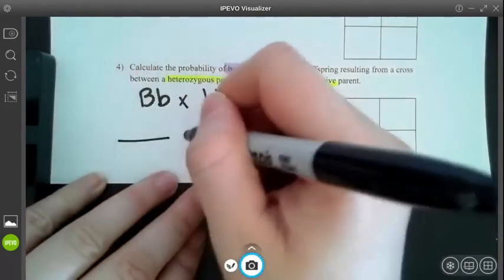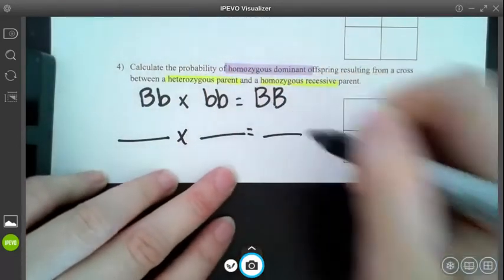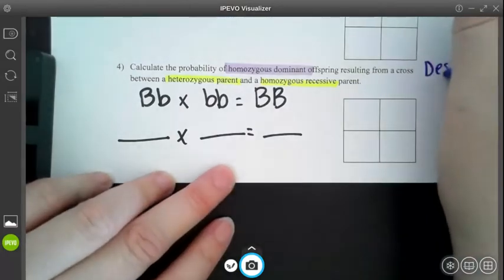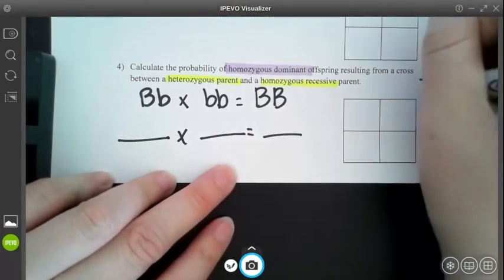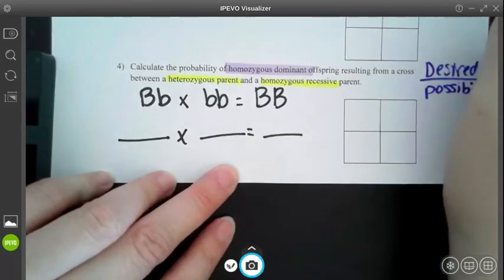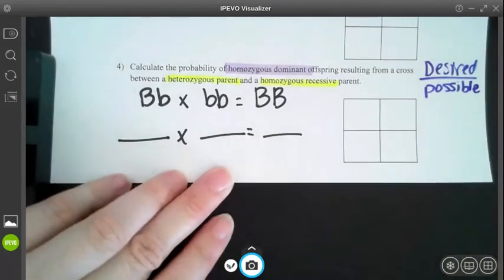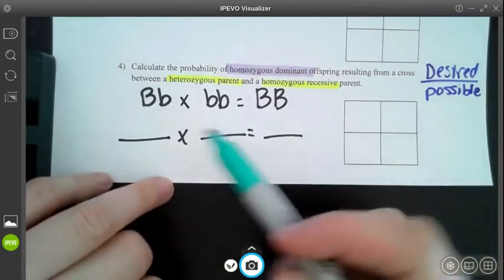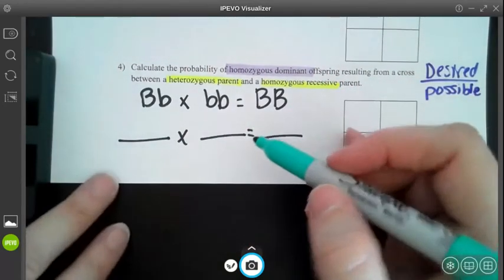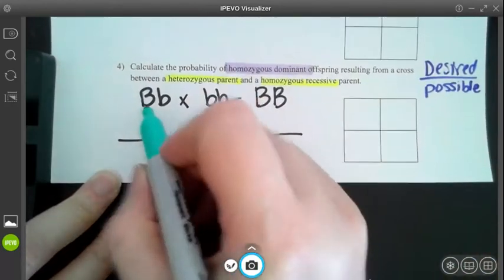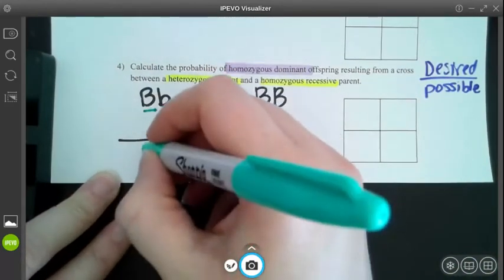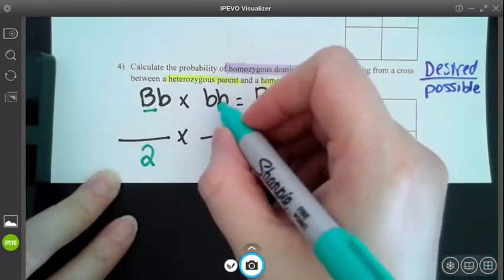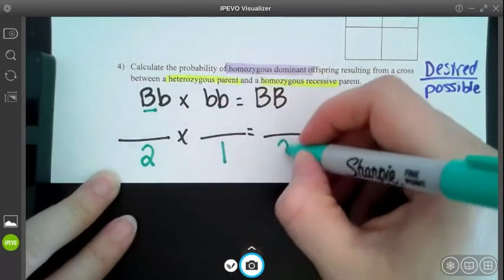Okay, I'm going to write out my fractions. So I need my desired over possible. So we have possible can either be big B or little b, so it'll be a 2. Possible, a little b, so it's 1. So 2 times 1 is 2.